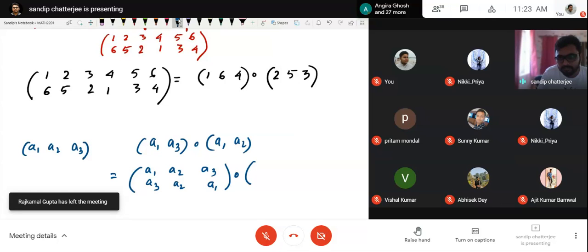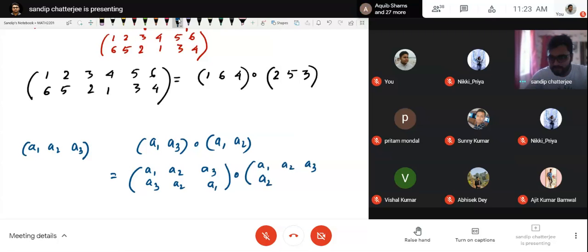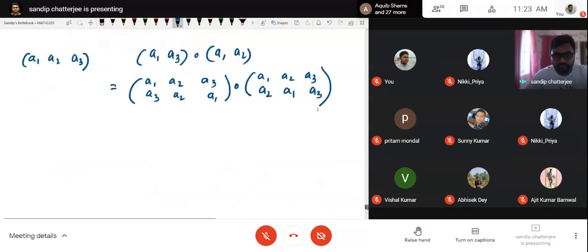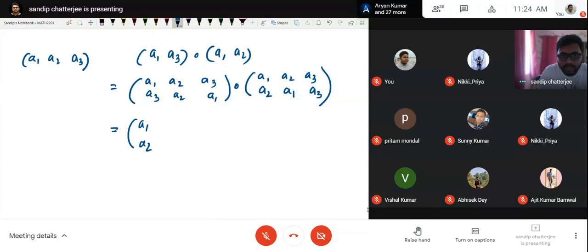So the second one means A1 is getting mapped to A2, A2 is getting mapped to A1, A3 is not written. That means it is a self mapping, as we discussed in our previous class. So if you consider the product, it will be A1 to A2, A2 to A1, then A1 to A3. So A2 to A3. Now A3 to A3, A3 to A1. So A3 to A1. So that means this is equal to (A1, A2, A3).